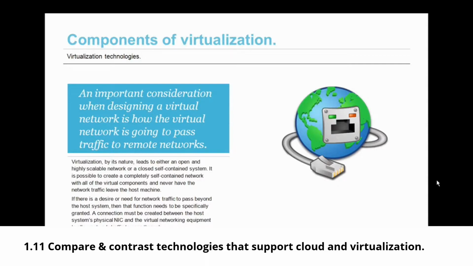Virtualization by its nature leads to either an open and highly scalable network or a closed self-contained system. It is possible to create a completely self-contained network with all of the virtual components and never have network traffic leave the host machine. But if there is a desire or need for that network traffic to pass beyond the host system, then that function needs to be specifically granted. A connection must be created between the host system's physical NIC and the virtual networking equipment to allow network traffic to pass through the physical host system.